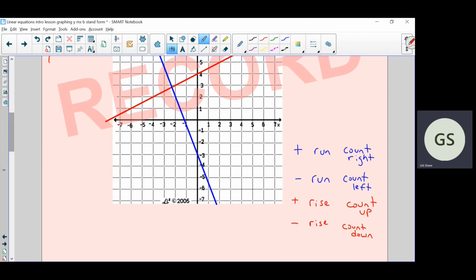I want to make sure you get this, but I don't think it's super difficult stuff. All right, write that down. Positive run means you're going right. Negative run means you're going left. Positive rise means going up, negative rise means going down. We're actually going to do it in the opposite order. We won't know the rise and the run. We'll know which direction first, and then we're going to have to figure out whether the rise and the run should be positive or negative.